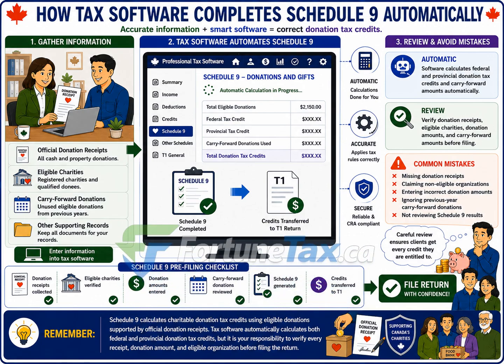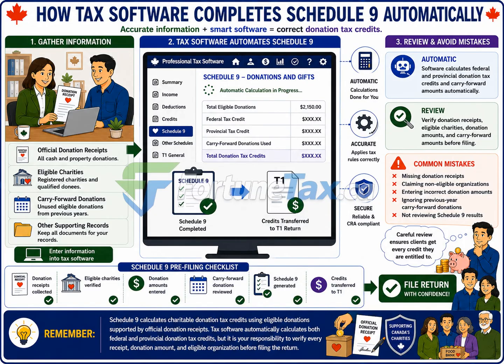After completing these calculations, the software transfers the charitable donation tax credits directly to the taxpayer's T1 general return. Although the calculations are automated, it is still the responsibility of the tax preparer to review every entry before the return is filed.